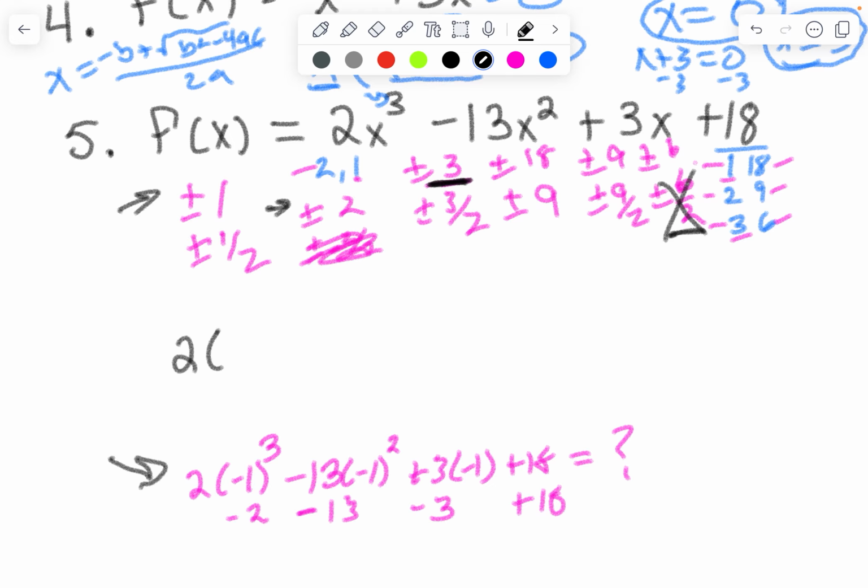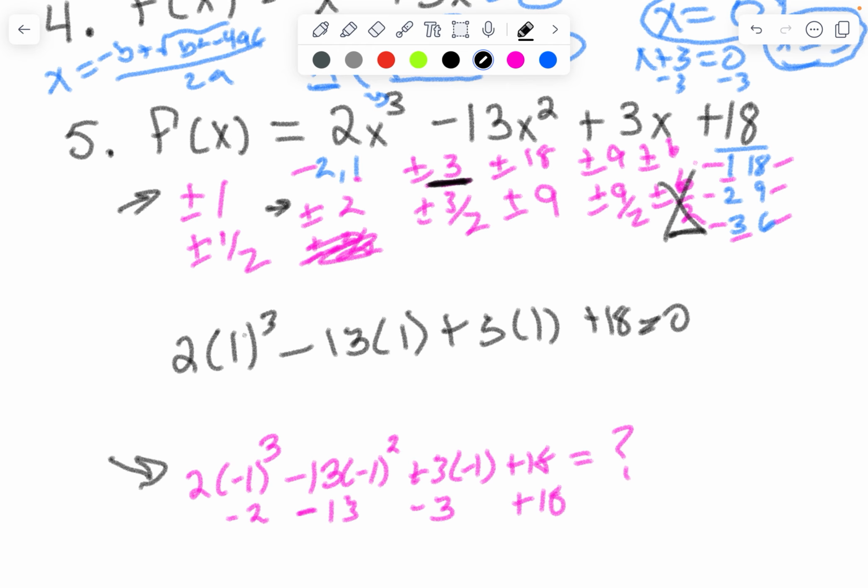So it would be 2 times 1 cubed minus 13 times 1 squared plus 3 times 1 plus 18 equals 0. And so that's 2 minus 13 plus 3 plus 18, excuse me. And if you add those up, you've got 2, sorry, this one was squared, not that it matters, but 2 minus 13 is -11 plus 3, and that is not 0, so not equal to 0.